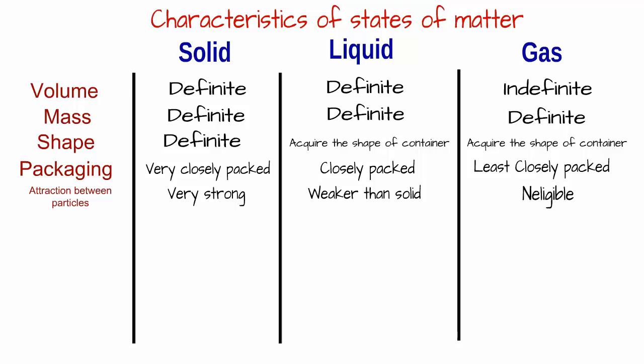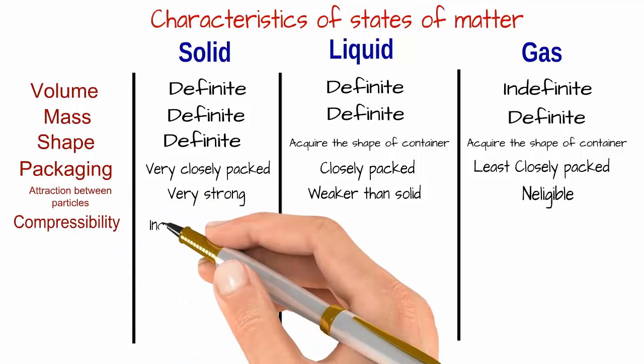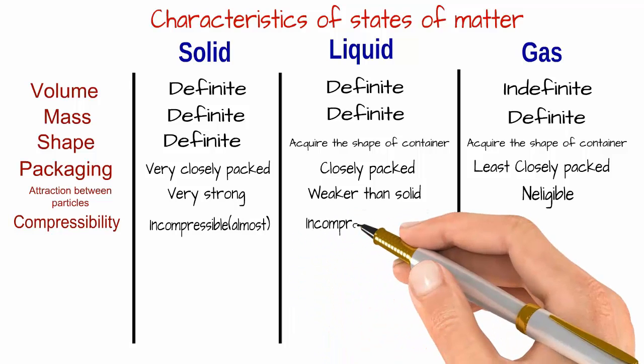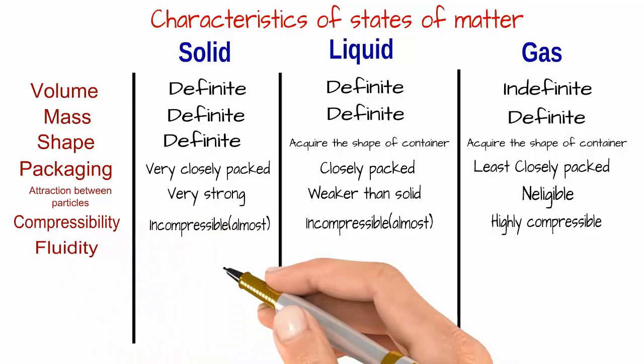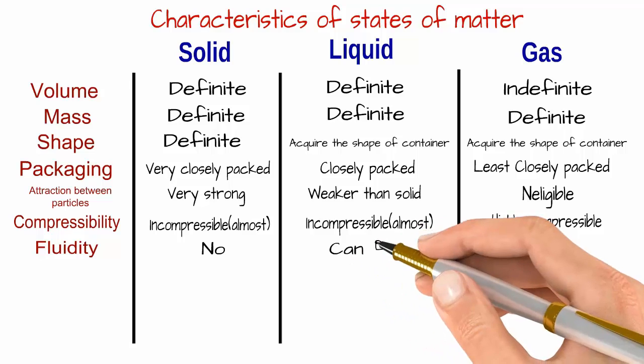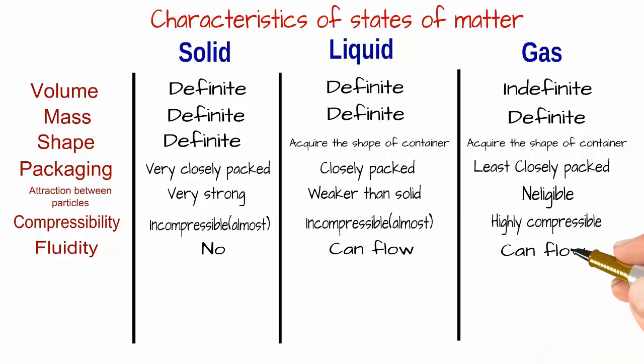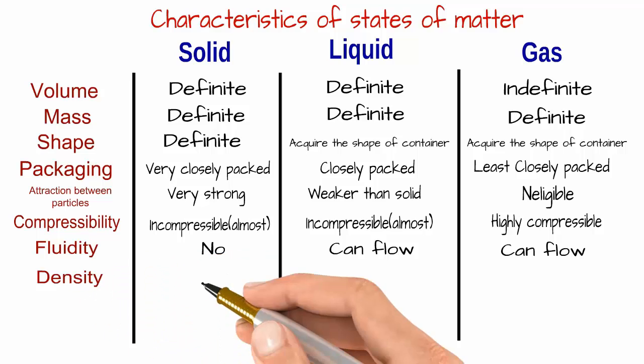The particles of solids are very closely packed, while liquid have less closely packed particles than solid, and the gases have least closely packed particles. Therefore, the attraction between the particles of solid is very strong, while liquid have bigger attraction between the particles than solid, and the attraction between the particles of gases is negligible. The particles of solid and liquid are almost incompressible, that is, they can't be compressed, while the gases are highly compressible. The solid can't flow, while liquid and gases can flow.